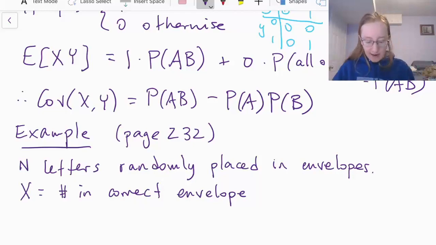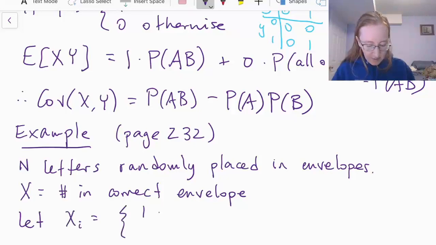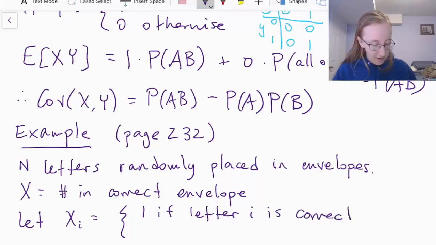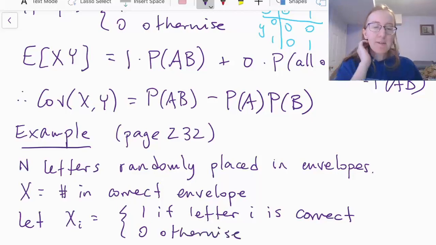So we can define some indicator variables. We'll let xi equal 1 if letter i is correct and 0 otherwise. And the cool thing about indicator variables is you look at them and you analyze them individually in complete isolation from anything else that's going on. So xi being equal to 1 says nothing about any of the other letters. All it says is what's the probability that letter i goes into the correct envelope.